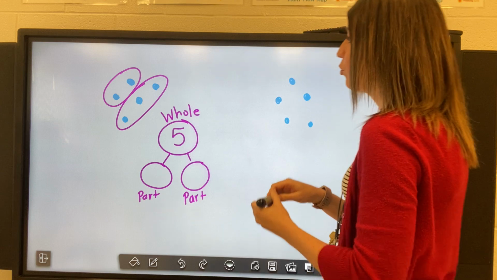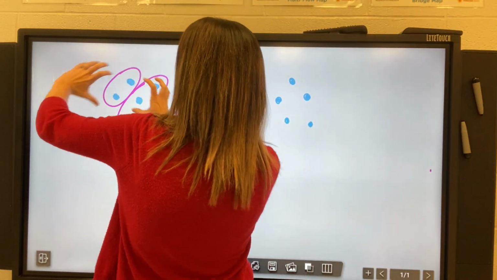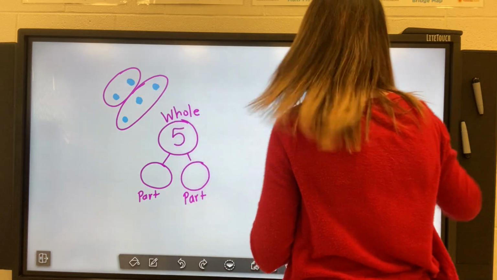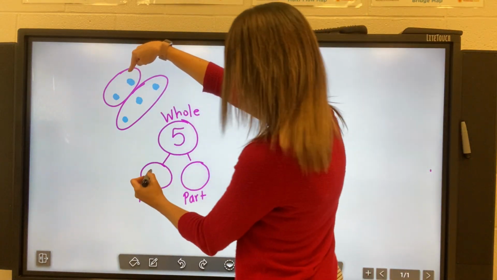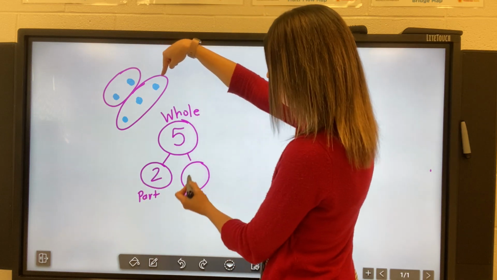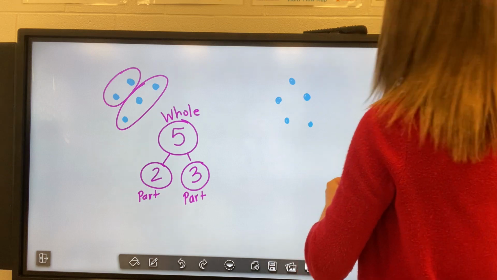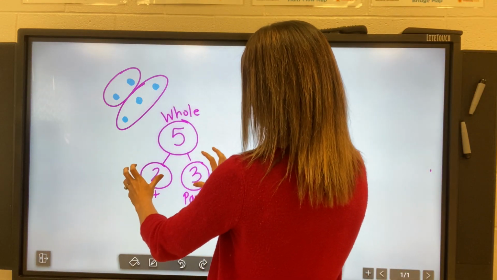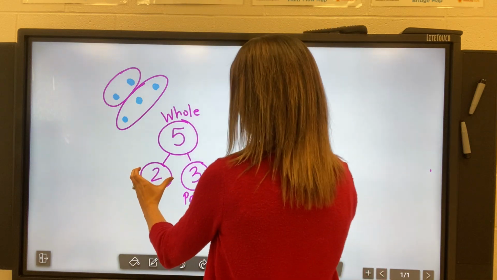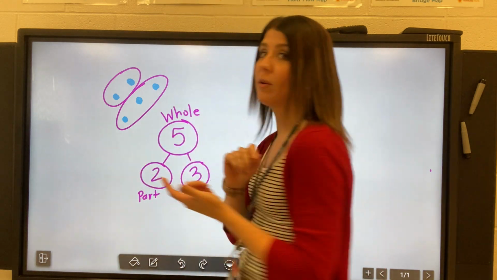Now we had that group of 5 and we said, let's take that 5 and pull it apart into 2 groups. What 2 parts did we pull that 5 into? We have the 2 part and we have the 3 part. So this number bond tells us that we can take 5 and we can pull it apart into 2 and 3. But it also tells us we can take 2 and 3 and push them together, and when we do that, there will be 5.